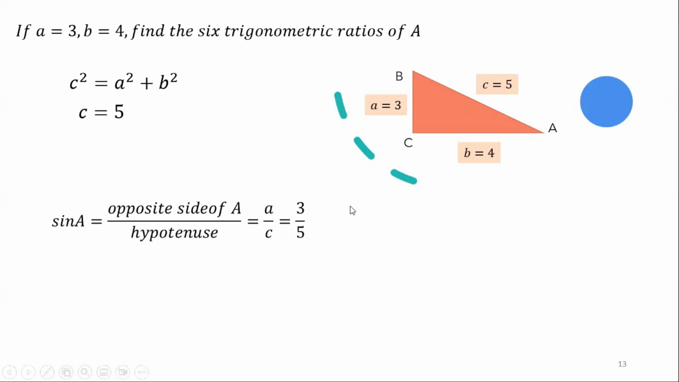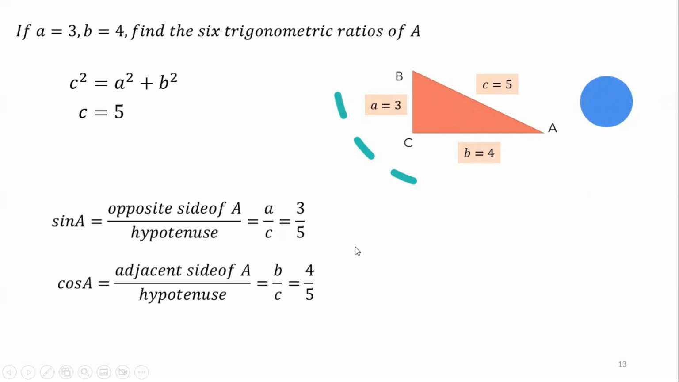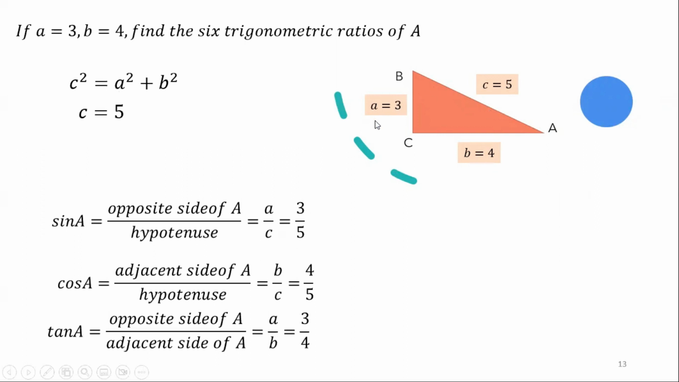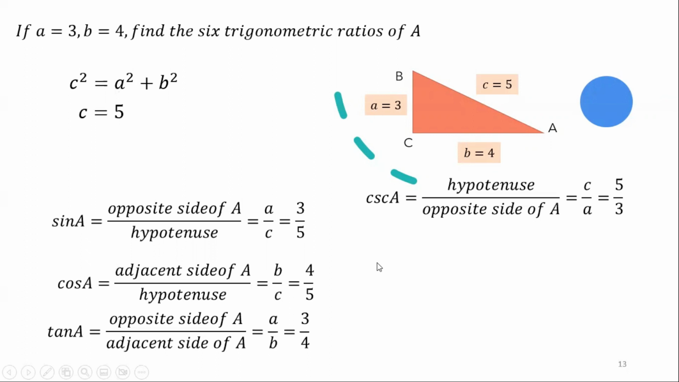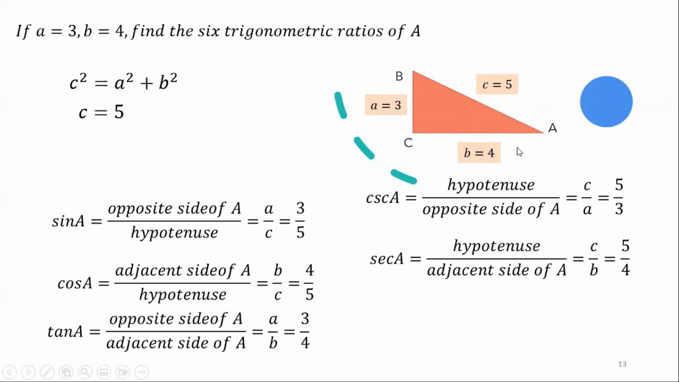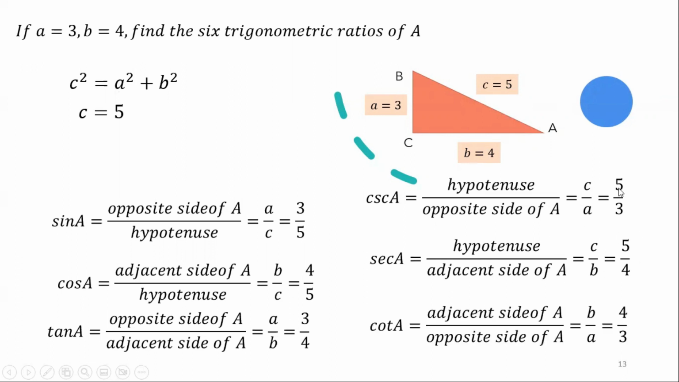So let us now solve the six trigonometric ratios of angle A. For sine of A, opposite over the hypotenuse, we have 3 over 5. Cosine of A, adjacent over the hypotenuse, is 4 over 5. Tangent is opposite over the adjacent side, so we have 3 over 4. Cosecant is hypotenuse over the opposite side, so we have 5 over 3. Secant is hypotenuse over the adjacent side, so we have 5 over 4. Then cotangent is adjacent over the opposite side, so we have 4 over 3.